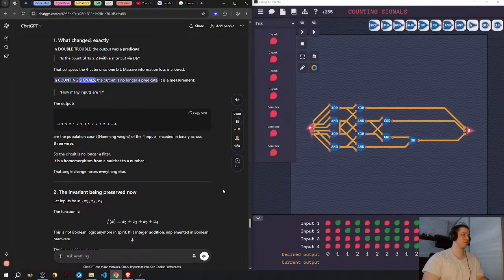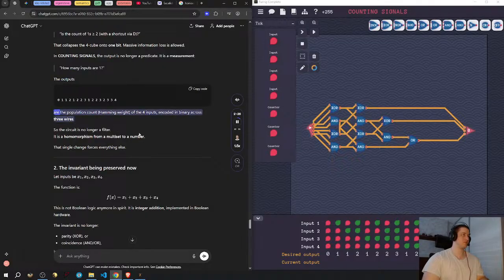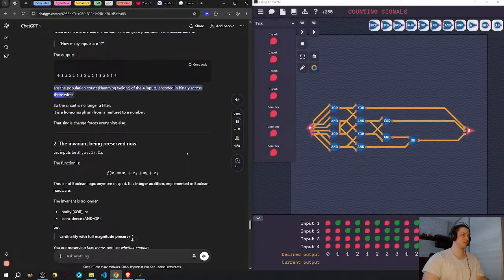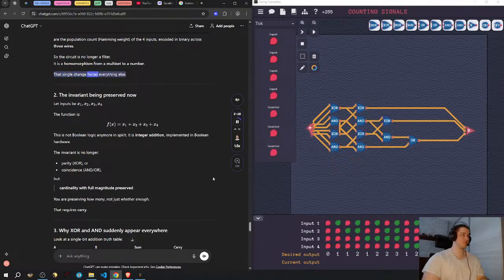In Counting Signals, the output is no longer a predicate. It is a measurement: how many inputs are 1? The outputs are the population count, the Hamming weight, of the 4 inputs, encoded in binary across 3 wires. So the circuit is no longer a filter. It is a homomorphism from a multiset to a number. That single change forces everything else.